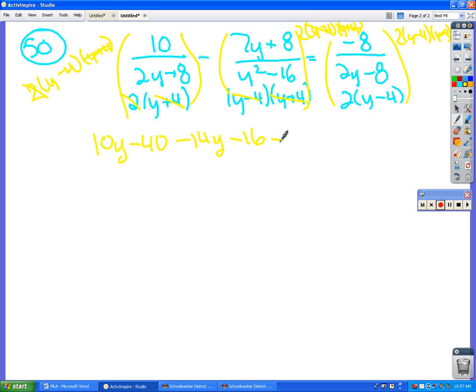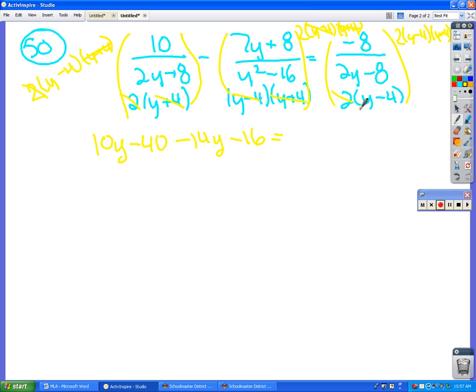Excellent, and minus 16. And that's what we talked about when we were subtracting these things. This negative sign goes through to the 7y and to the 8. And so that's why the 14y is negative and the 16 is negative also.